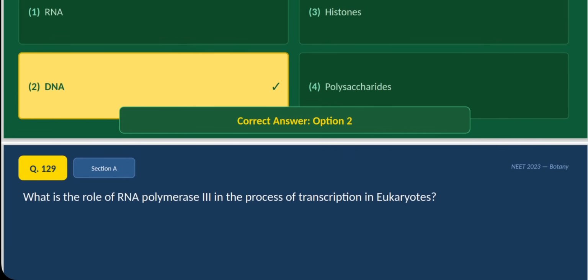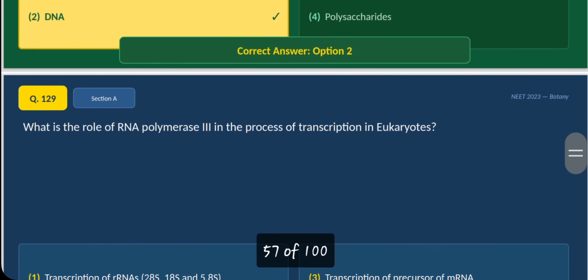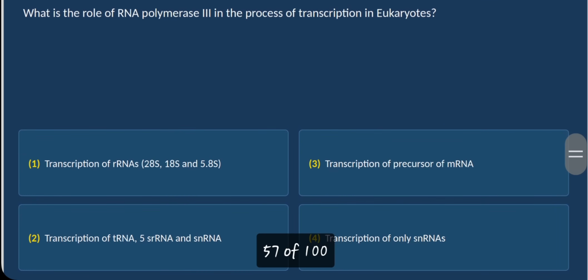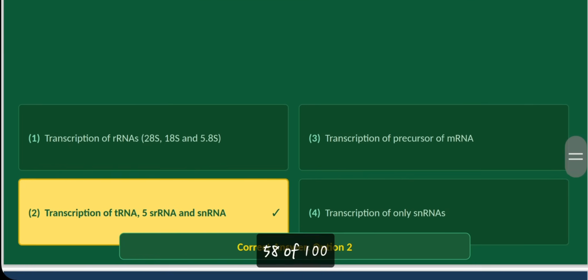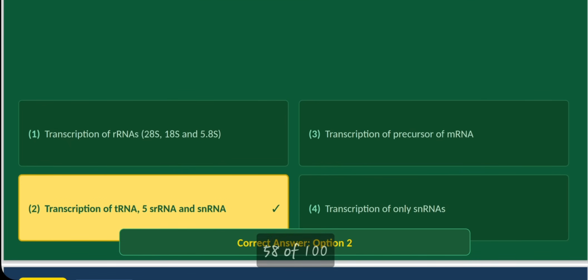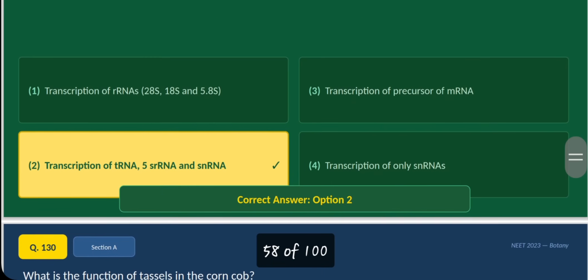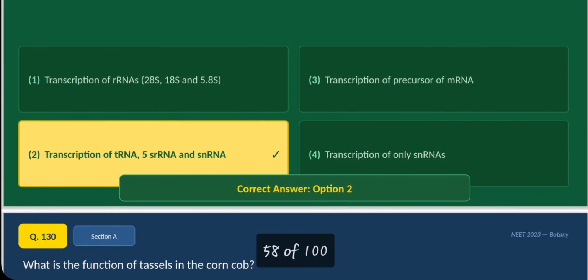What is the role of RNA polymerase 3 in the process of transcription in eukaryotes? Transcription of rRNAs 28S, 18S, and 5.8S. Transcription of precursor of mRNA. Transcription of tRNA, 5S RNA, and snRNA. Transcription of only snRNAs. So the answer is transcription of tRNA, 5S rRNA, and snRNA. That is the role of RNA polymerase 3 in transcription.